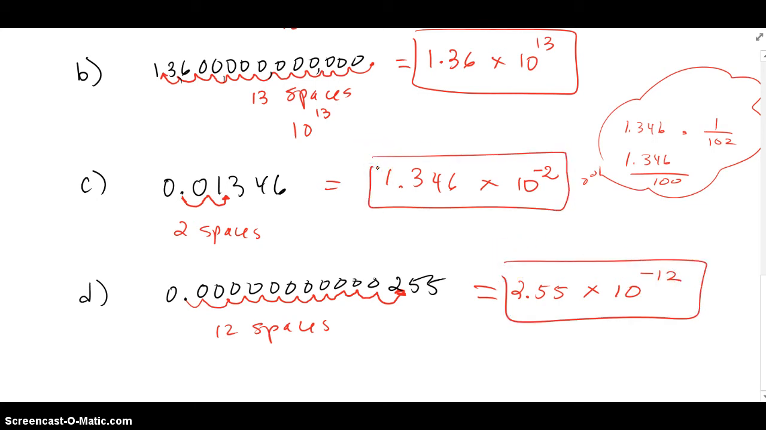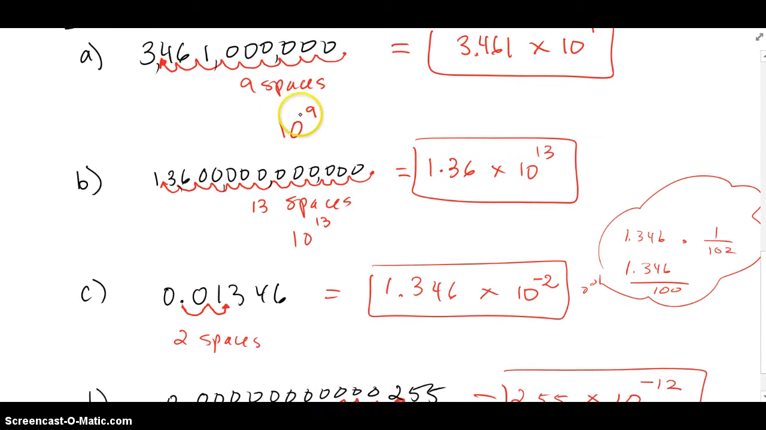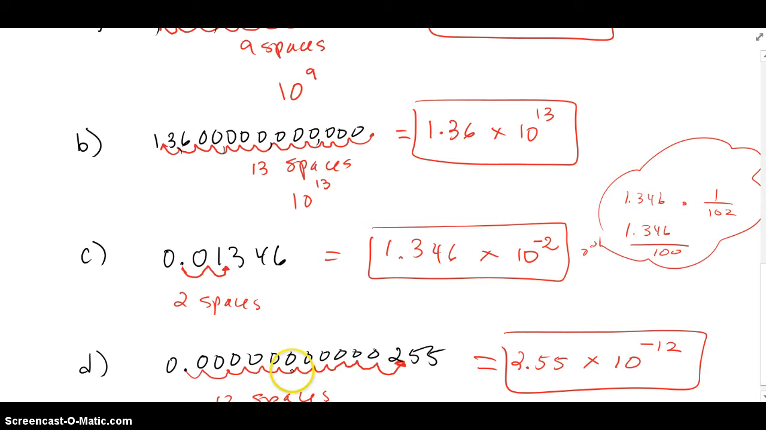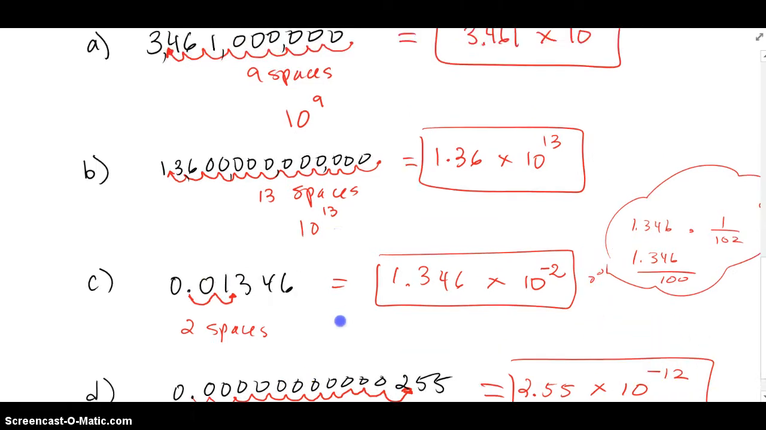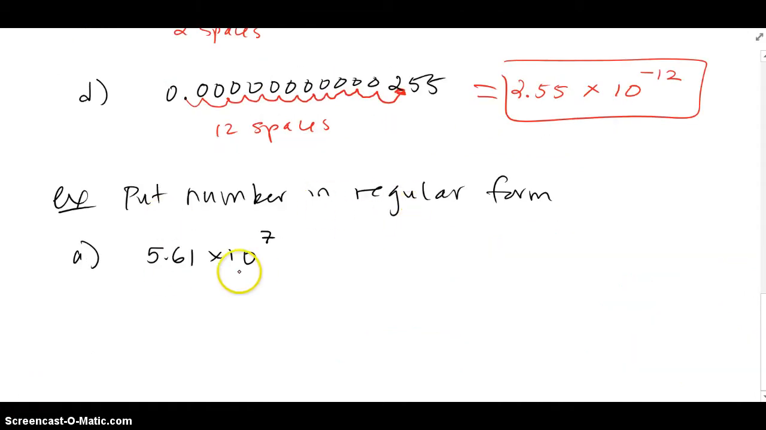So, a way to remember it is if you have really small numbers in scientific notation, they have negative exponents. If you have really large numbers in scientific notation, they have positive exponents. Some people memorize it as, if I move to the left, it's a big positive exponent. If I move to the right, then the exponent is negative. But memorizing too much will cause trouble because we go back and do the reverse of what we're doing here shortly. Alright, let's put this number in regular form.